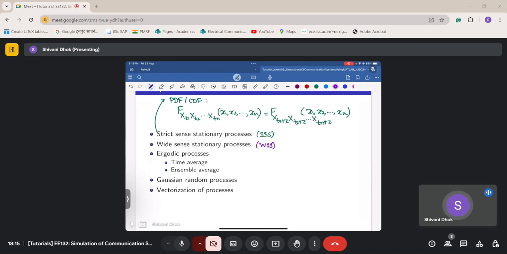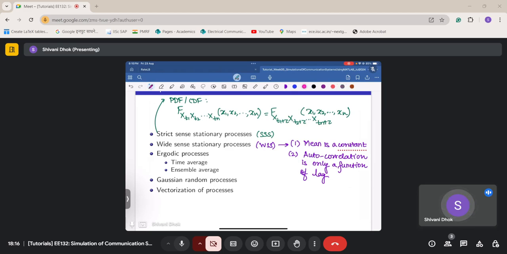So this is WSS. Here, first, your mean is a constant, and second, your autocovariance or autocorrelation, let's say, is only a function of lag. If these two things happen, then the random process is known as a wide sense stationary process. We'll take some examples for this.